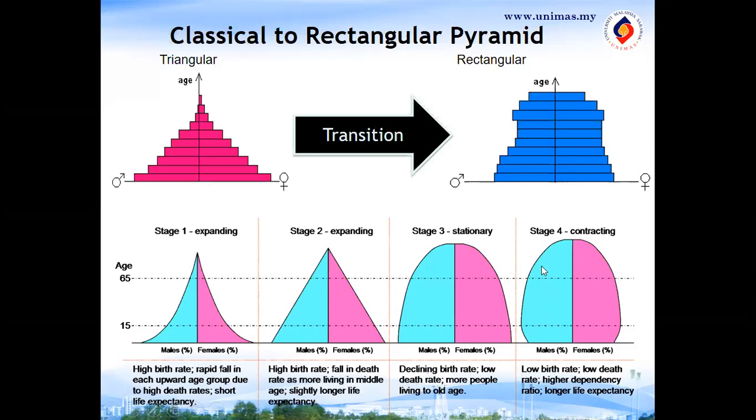And then stage 4 is where the birth rate is really low, yeah, but at the same time also low death rate. Jadi what contribute to that is the base tu semakin kecil, ya, semakin kecil. So eventually leading to a higher dependency ratio, particularly for old age lah, ya, yang 65 and above, and longer life expectancy. So, jadi itulah the changes from transition from classical to rectangular pyramid tadi, ya, dan sebab mengapa ianya berlaku.